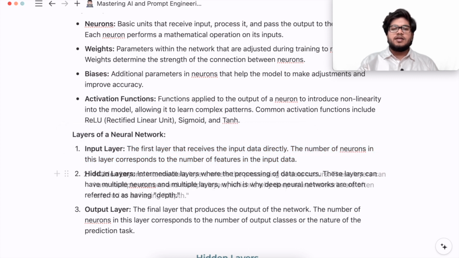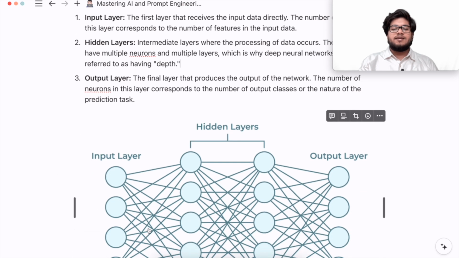Now comes the hidden layer. Hidden layers are intermediate layers where the processing of data occurs. These layers can have multiple neurons and multiple layers, which is why deep neural networks are often referred to as having depth. Now the output layer, the final layer that produces the output of the network. The number of neurons in this layer corresponds to the number of output classes or the nature of the prediction task. Now let us see the diagram of these layers.